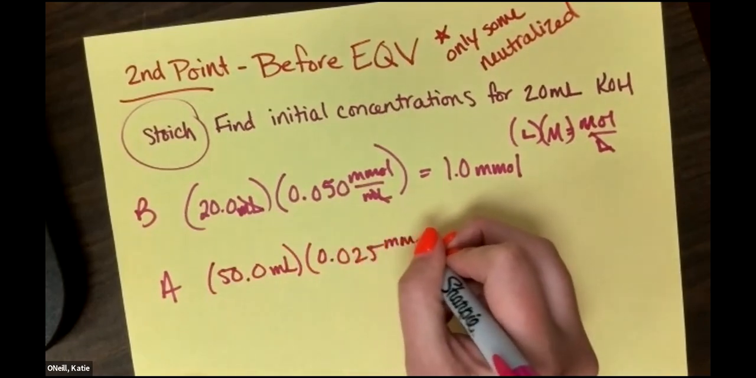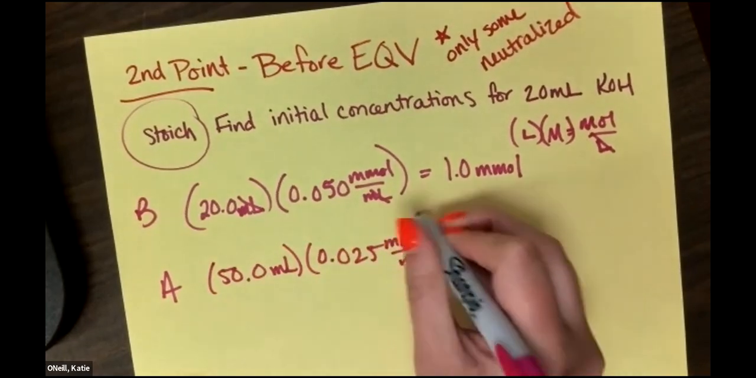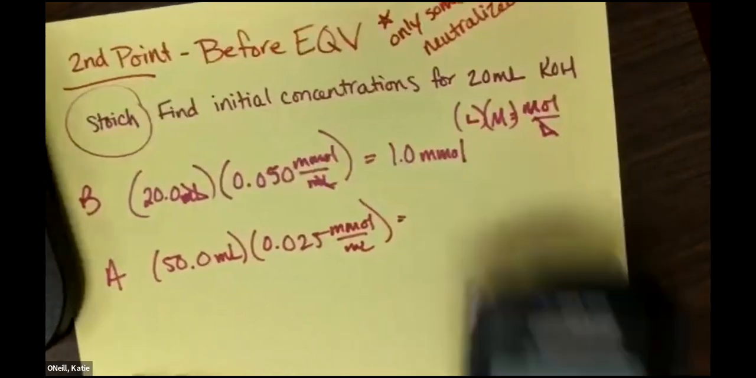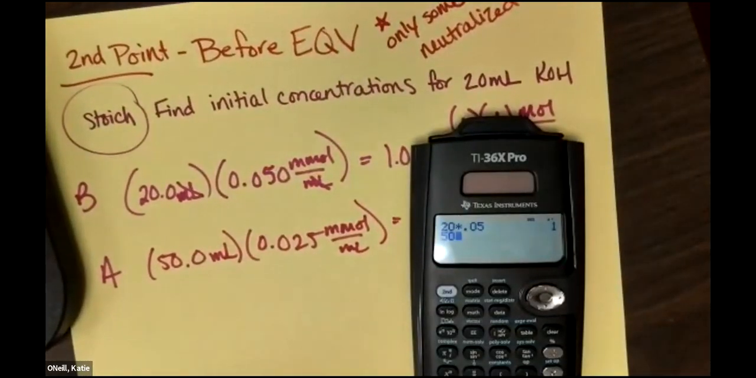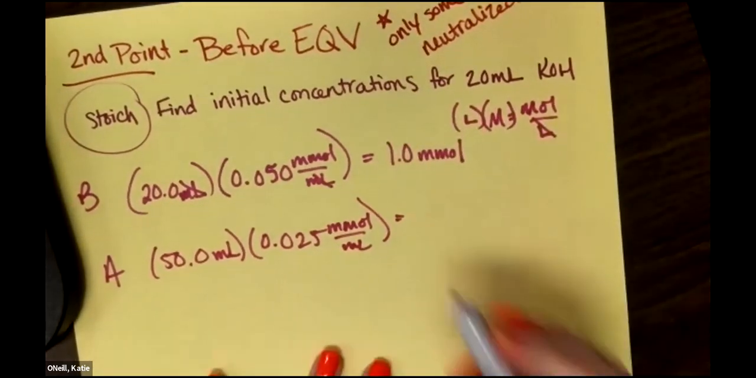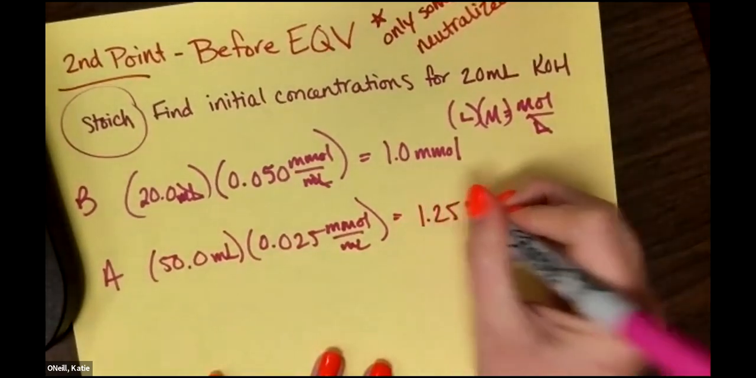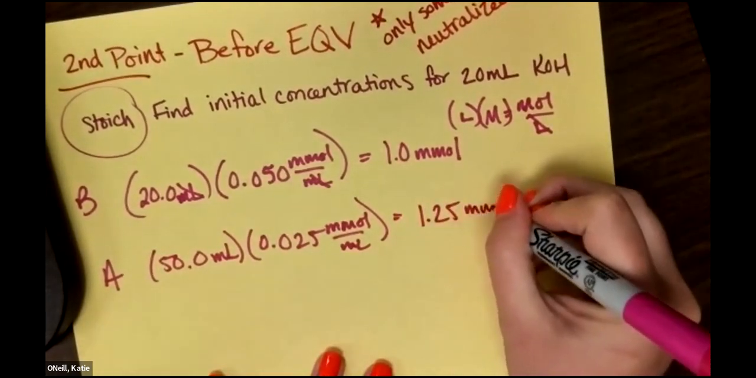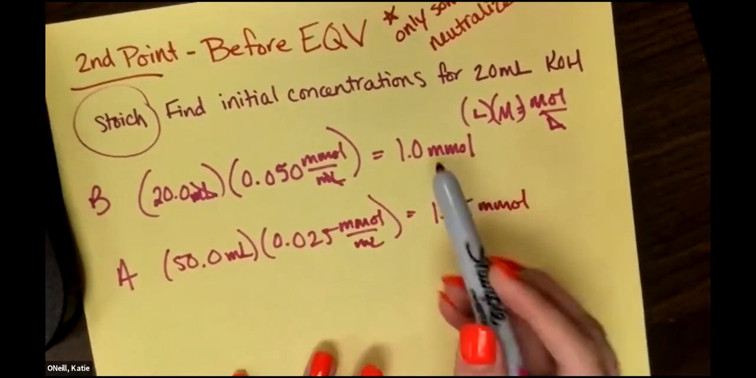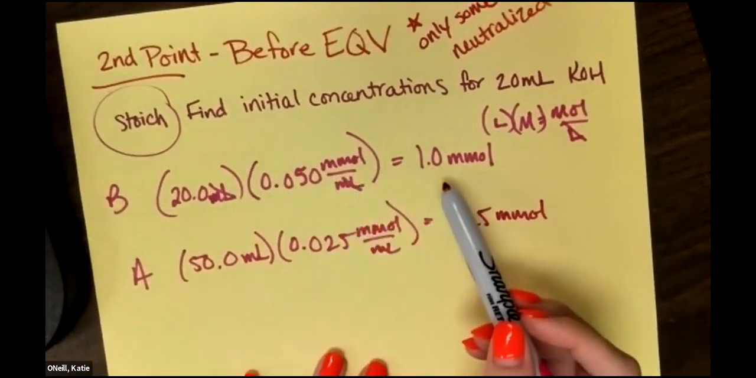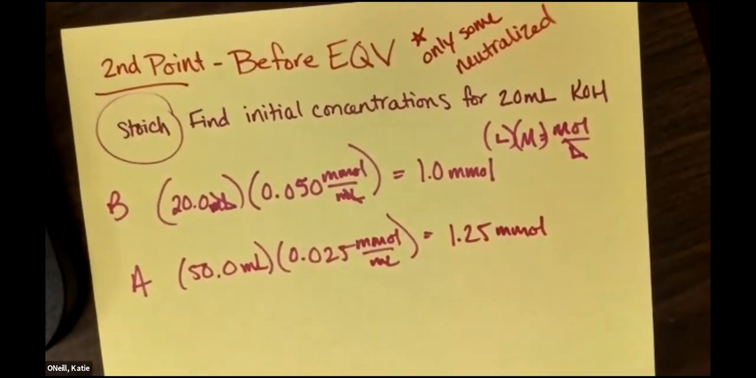And again, I'll use millimoles. Now I want to do 50 times 0.025, which is 1.25. And I'll do sig figs at the end. I just didn't want the idea of 1 sig fig creeping in here, so I kept that 0.0. So this is my initial concentrations.